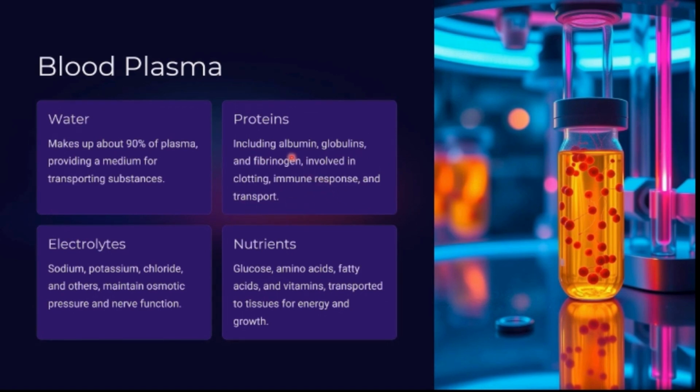Now its function. The plasma serves as a medium for transporting blood cells, nutrients, hormones and waste products. It helps regulate blood pressure and volume and maintains proper pH balance. Now coagulation. Plasma contains coagulation factors that are crucial in the clotting process. In the event of injury, these factors work with platelets to form a stable blood clot.